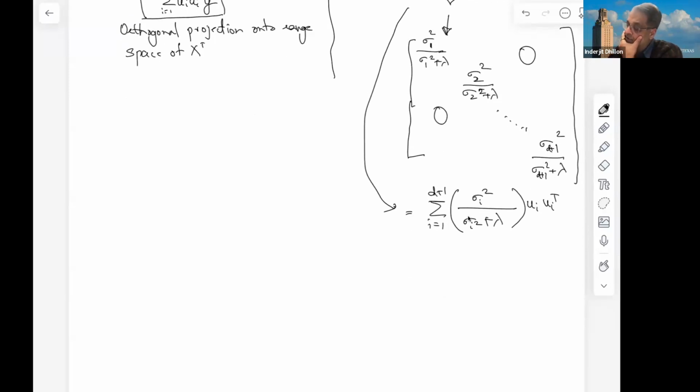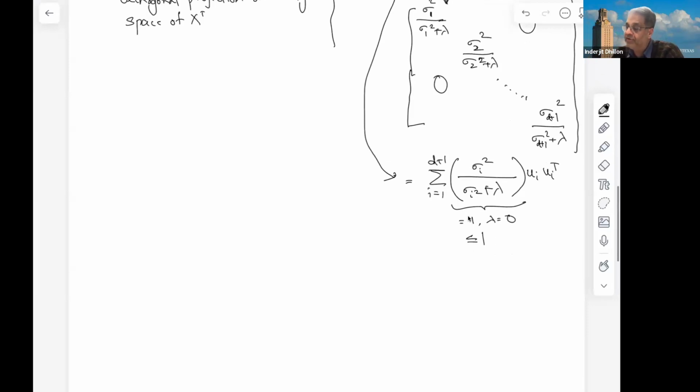Now, what can you say about this? This coefficient, remember when lambda equals 0, it's equal to 1. Okay? But in general, it is less than or equal to 1. It's equal to 1 when lambda equals 0. As lambda becomes bigger, the denominator keeps on becoming bigger, and it actually starts going towards 0. So let's look at that again.